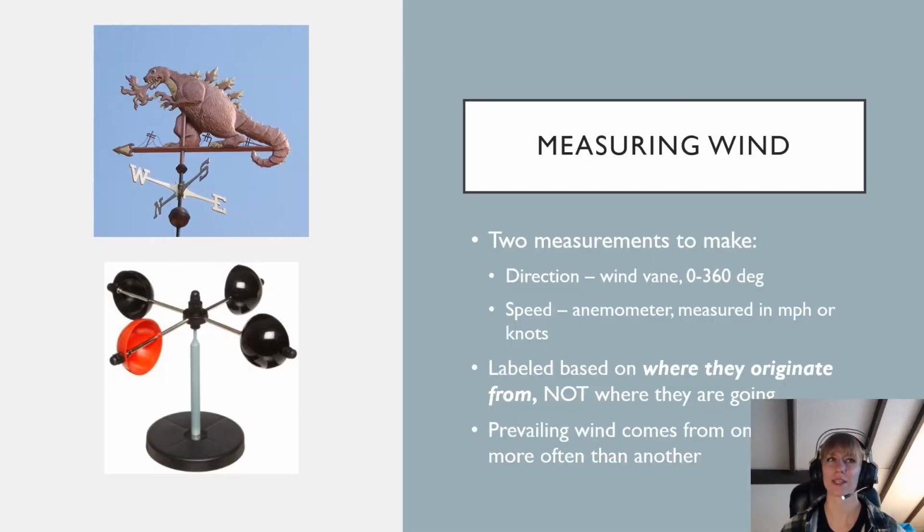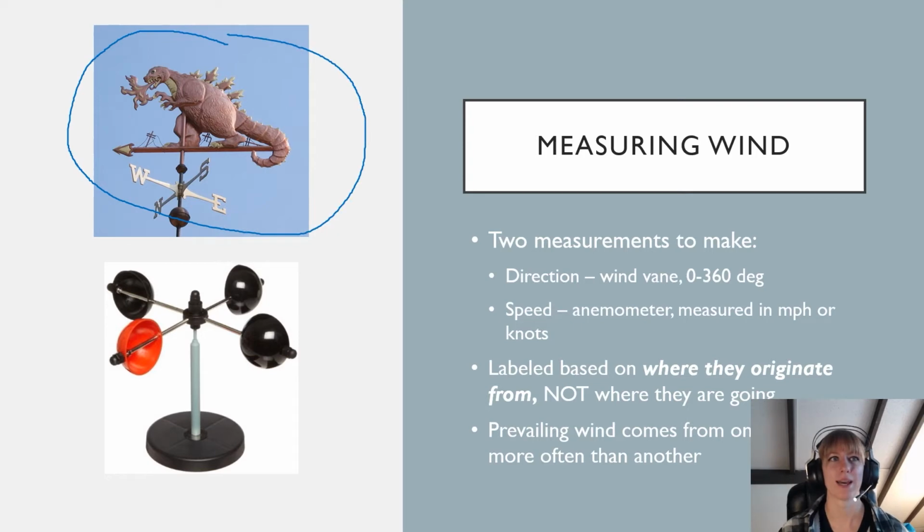So we've been talking a lot about wind, and I've been mentioning that we use different ways to show wind speed and direction, right? But we have to measure it somehow, correct? And how do we do that? Well, we do that with wind vanes, which move in 360 degrees. I hope you all like this one. It's Godzilla. And then for speed, we use something called an anemometer. So if it's easier to remember, anemometer. And that is how I remember it, because that's how I remember to spell it. Okay. And with the anemometer, we measure in miles per hour or knots.